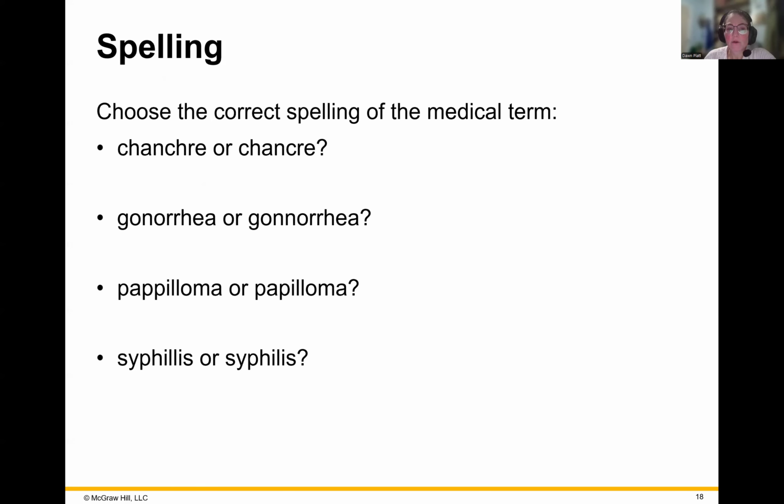All right, so just be aware of the correct spelling of terms. Is it the first one or the second one? Gonorrhea, is it the first one or the second one? Papilloma, first one or the second one? Syphilis, the first one or the second one?